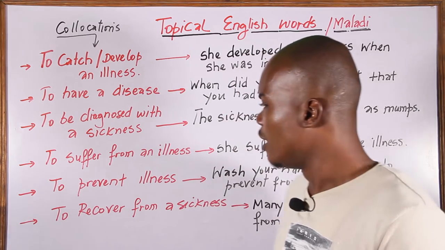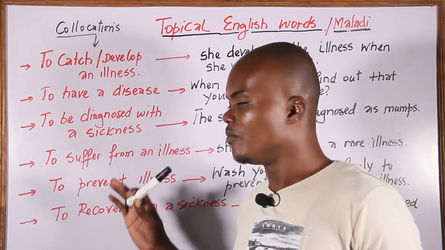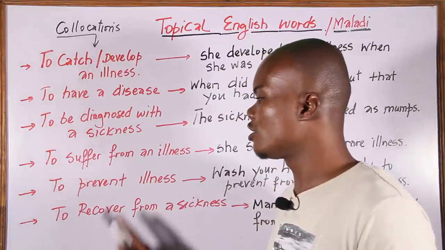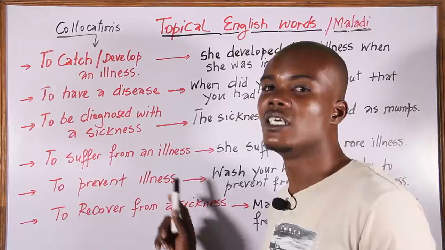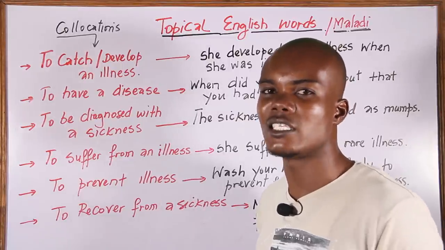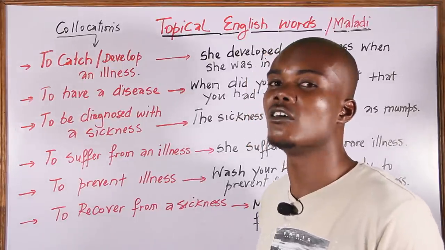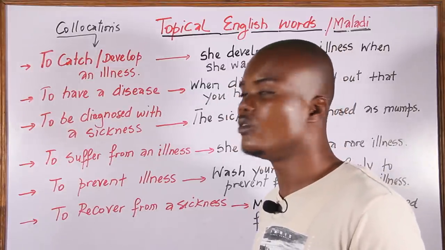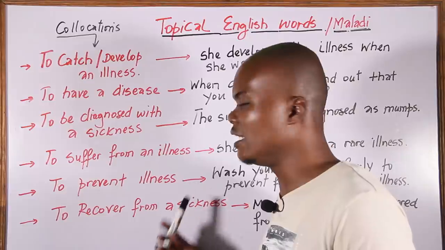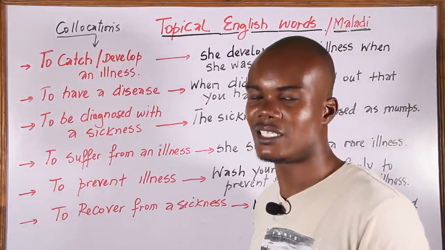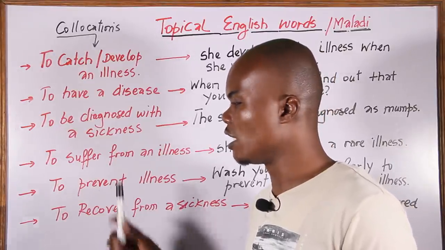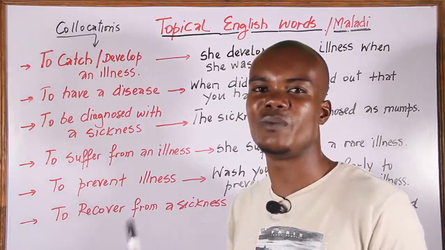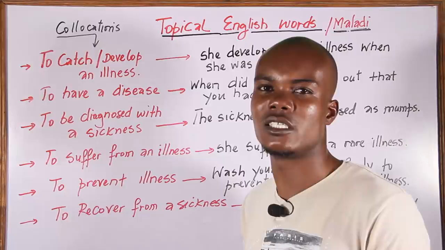Prevention. To say prevent, to do prevention of a disease, you say in English to prevent illness, or to prevent an illness, to prevent a sickness. Repeat after me. Prevent an illness. Prevent sickness. Prevention, just to prepare yourself from disease.